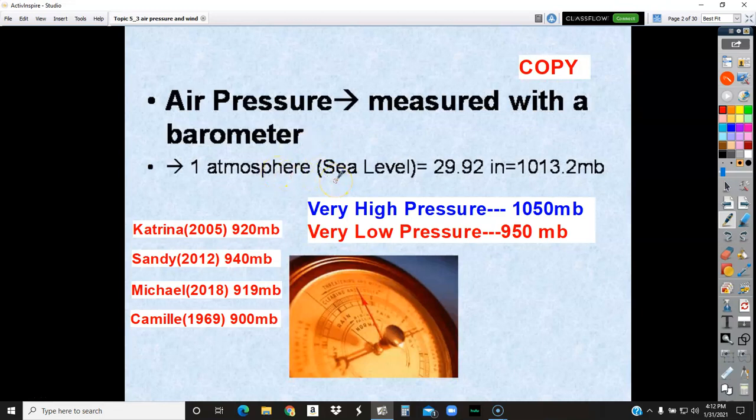Now, if you're at the ocean, or what they call sea level, the standard air pressure is, they call it 1 atmosphere. It's equivalent to 29.92 inches of mercury, or 1013.2 millibars.